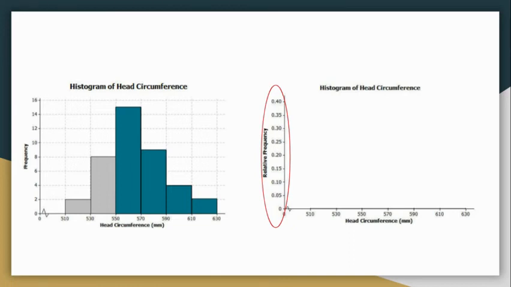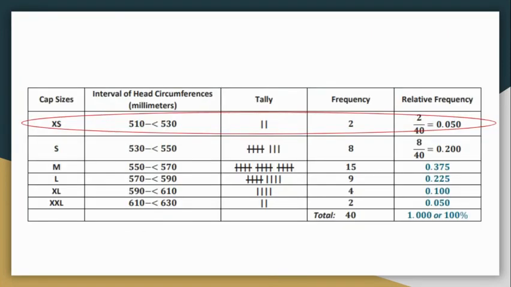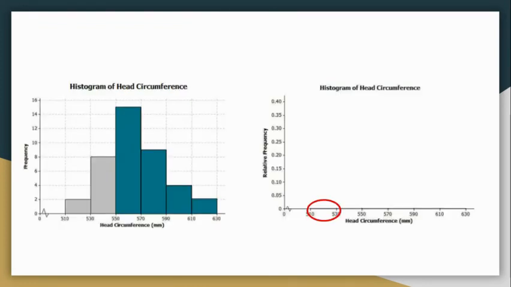Let's look at the relative frequency of extra small caps. Extra small caps have a relative frequency of 2/40ths or 500ths. Let's plot 500ths on our histogram for extra small caps. The data interval for extra small caps on the x-axis is between 510 and 530 millimeters, so that's where we'll plot our data. We'll draw a rectangle that reaches up to 500ths on the y-axis. Continue this process of plotting data for each cap size until you've completed the histogram, referring back to the relative frequency table you copied down. Pause the video here until you're finished with your histogram.